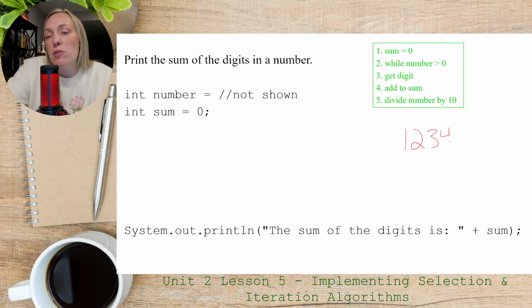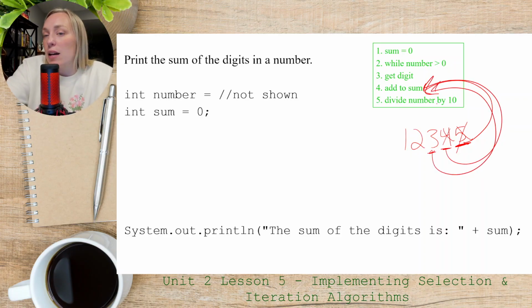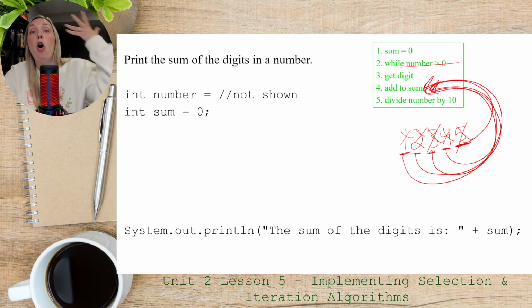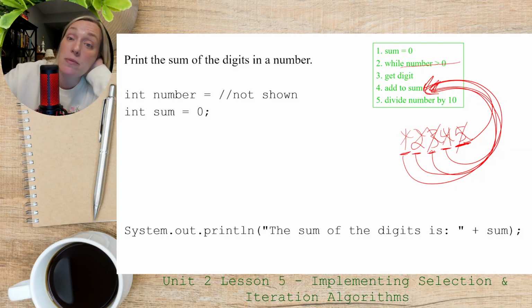So basically what we're doing with this algorithm, we want to say, okay, I want to get 5, add it to sum, and then get rid of it. Then I want to get 4, add it to sum, and then get rid of it. Get 3, add it to sum, then get rid of it, right? And I want to keep going until that number becomes 0, once I've used up all of the digits. And once I've used up all the digits, that means I've added all of the individual digits into sum.